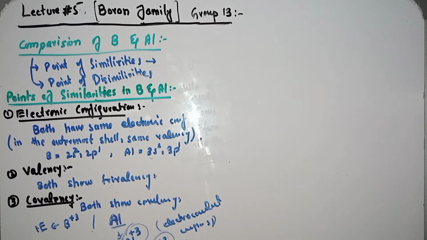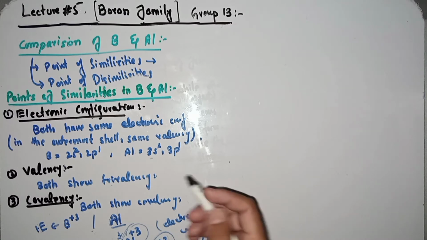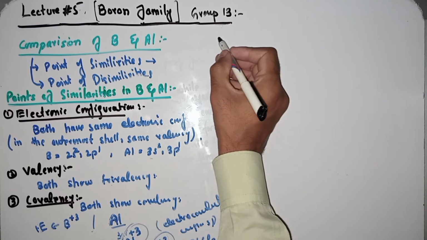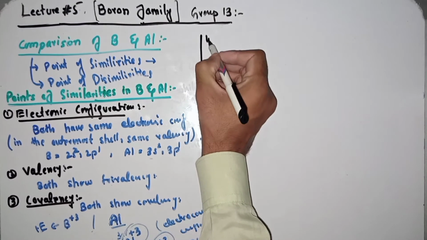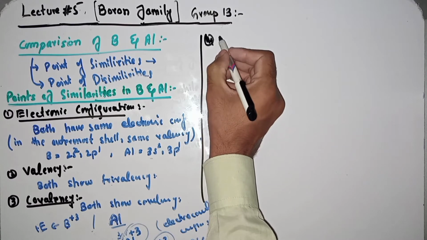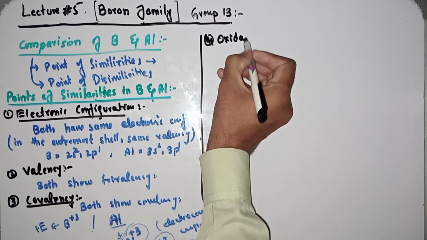For example, AlCl3, AlBr3, AlI3 and so on all are covalent in nature. That's about covalency. Let's go to the next point, that is oxidation state.